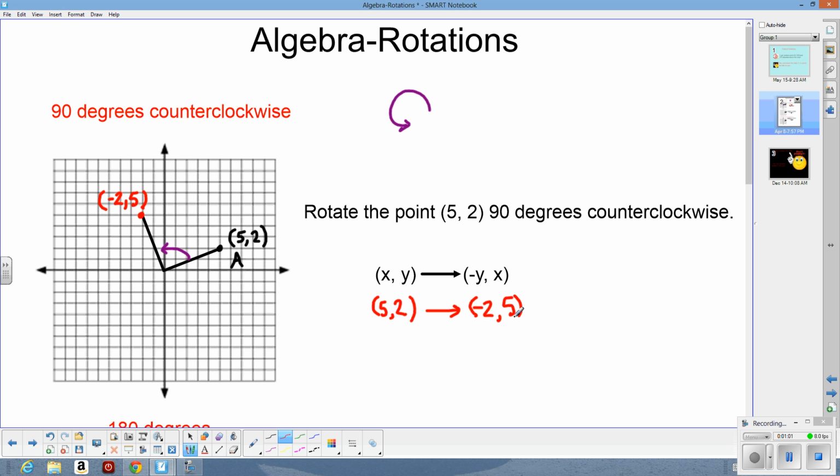What happened is we ended up making our y coordinate negative and putting it first, and then our x coordinate second. So the x and y numbers swapped places, and we had to make the number that was in place of y negative. So the 2 became negative.